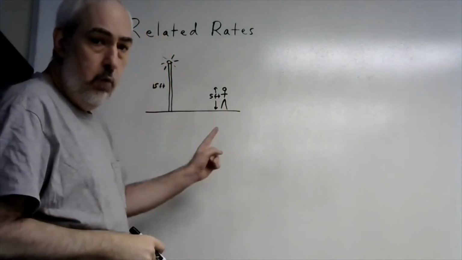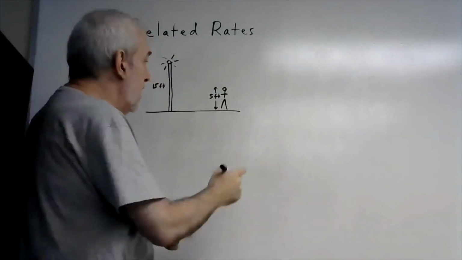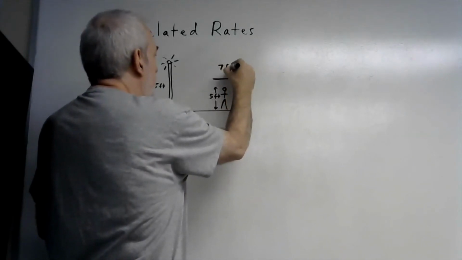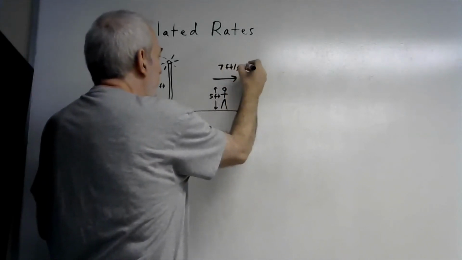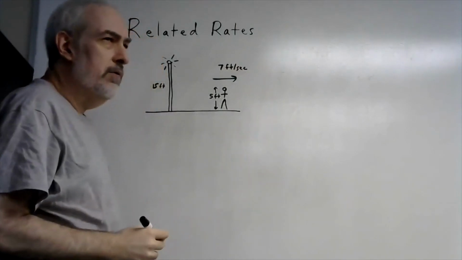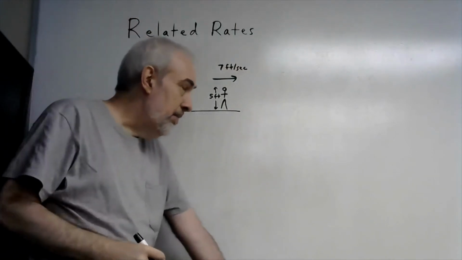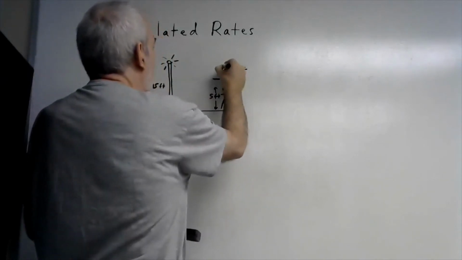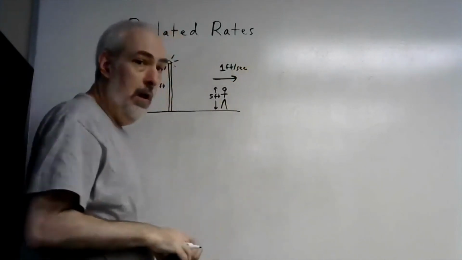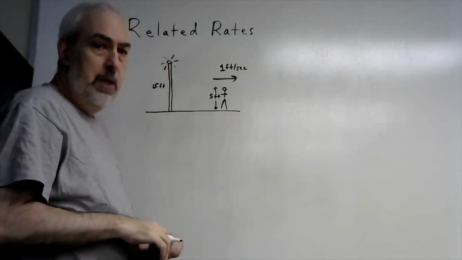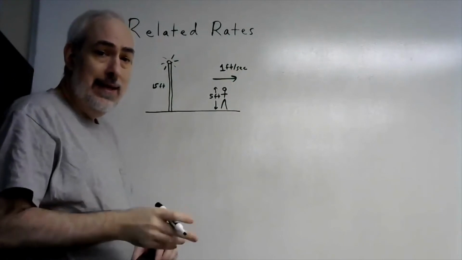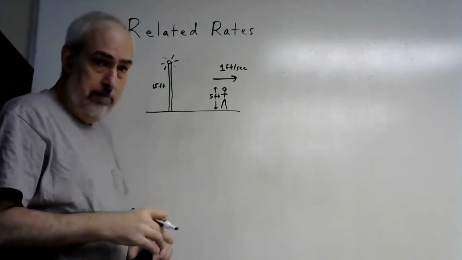and he is walking away from the light with a speed of 7 feet per second. Well, that's awful fast. Let me make it more realistic. Let's say that he's walking at 1 foot per second. Okay. The question is, how fast is the length of his shadow growing?